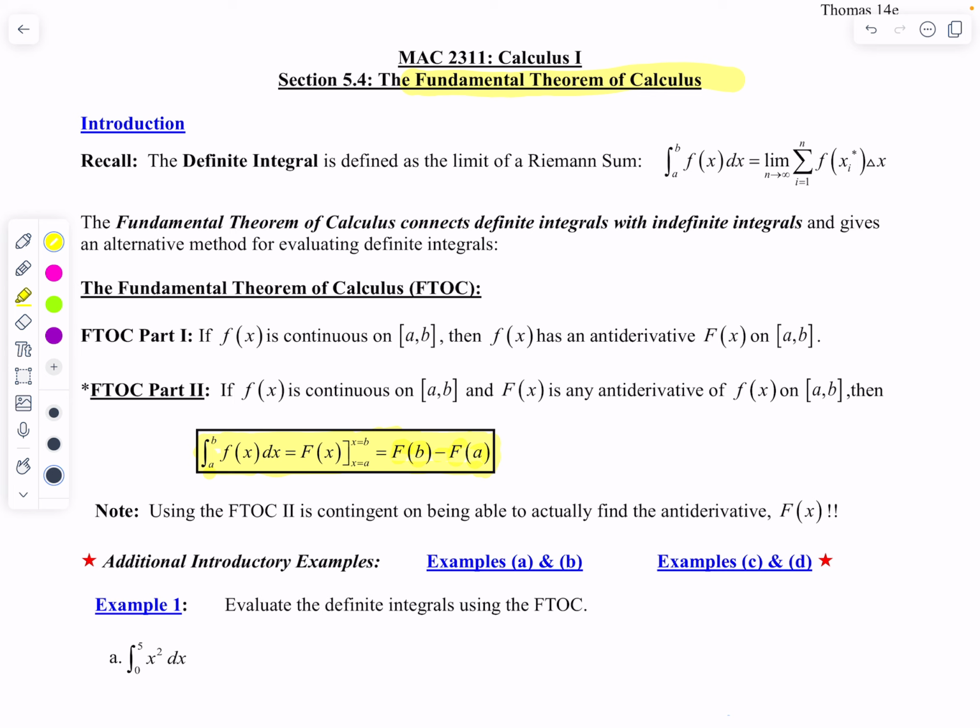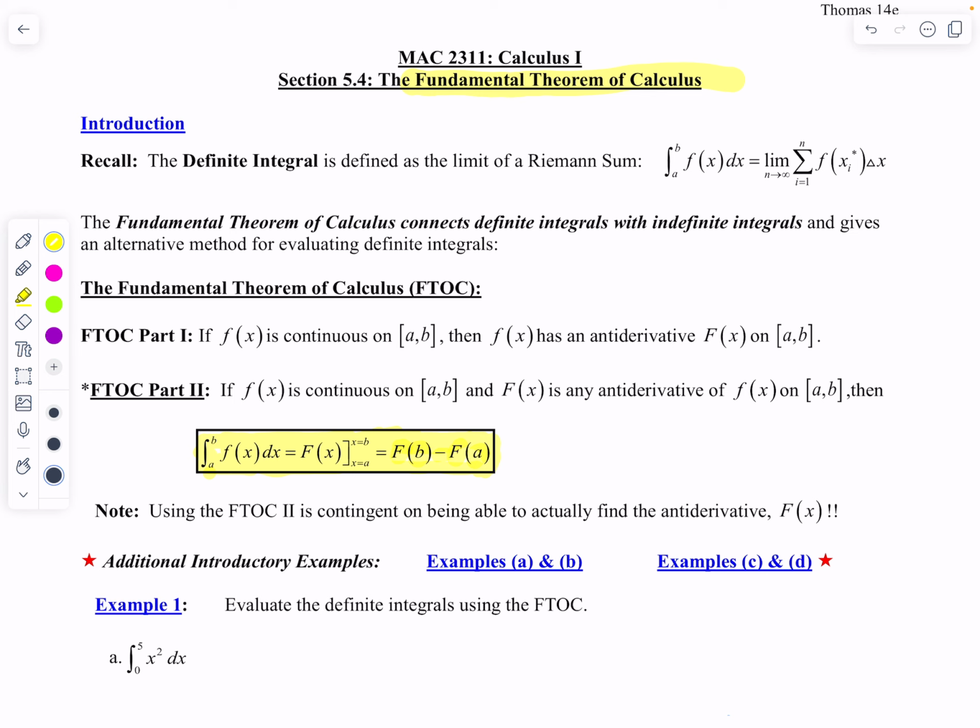The fundamental theorem of calculus, FTOC, that's for short. Part 1 says, if the function is continuous on the interval from a to b, then f of x has an antiderivative on that interval from a to b. Part 2, if f of x is continuous on that interval from a to b, and the function has an antiderivative from a to b, then we can do this.